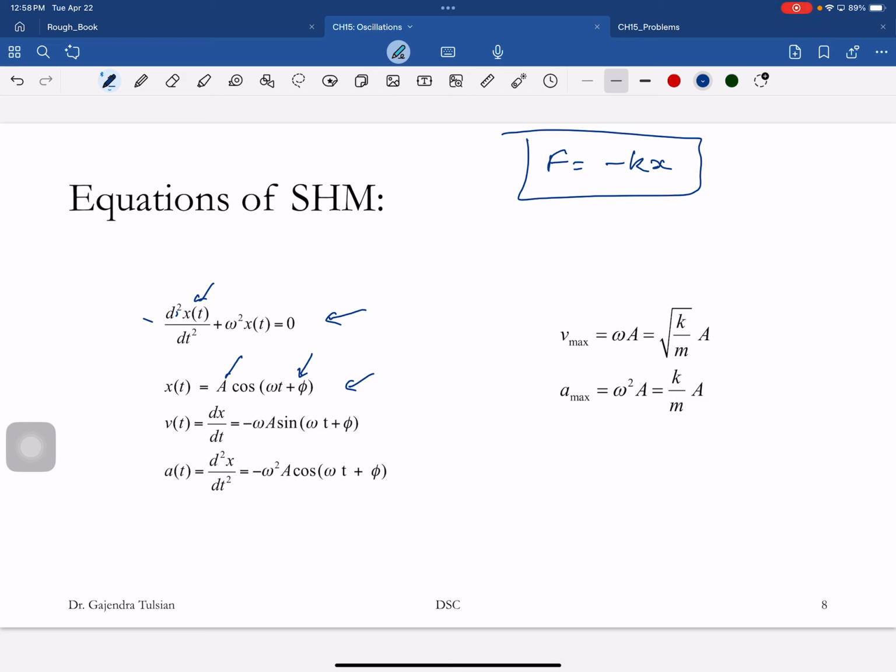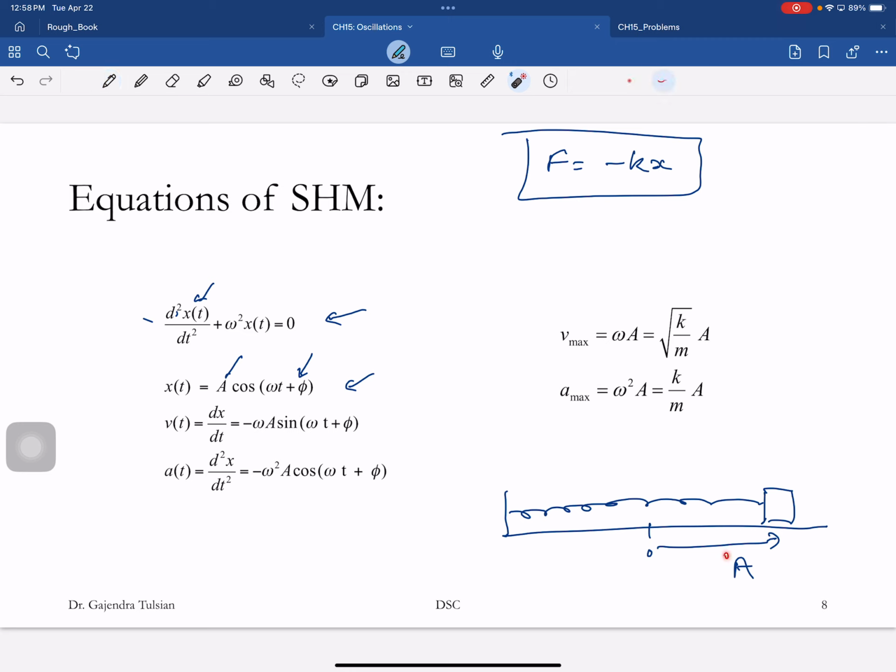So let's go back and draw that diagram again. There's the equilibrium position. I'm going to pull it to the side and let go. I'm not giving it any initial velocity. For this initial condition, A will be equal to that and phi will be 0. So phi is 0 at t equal to 0, and cosine of 0 is 1. So the object will be there. I pulled it aside and let go.